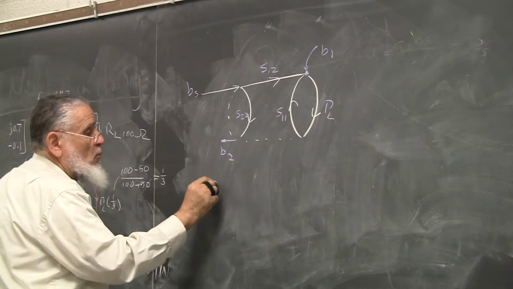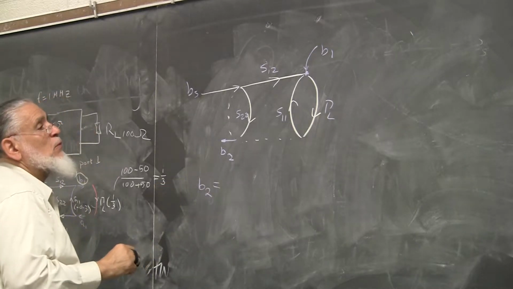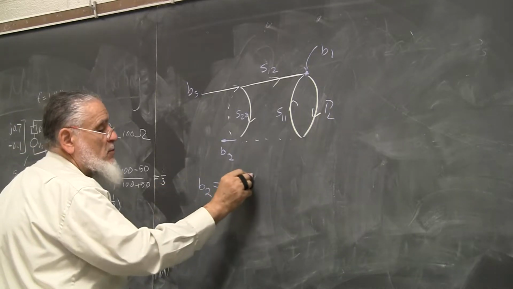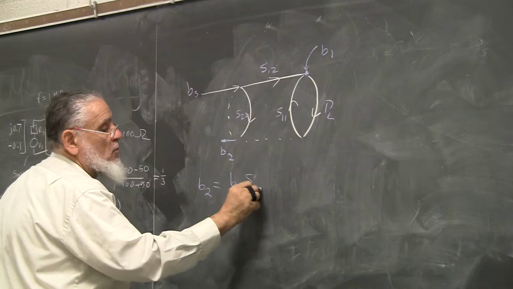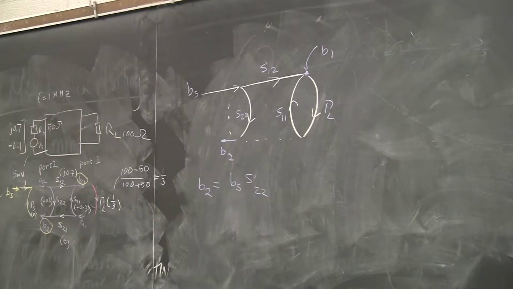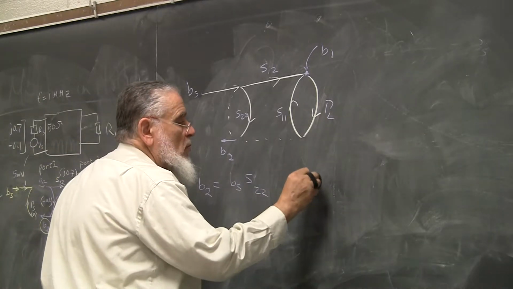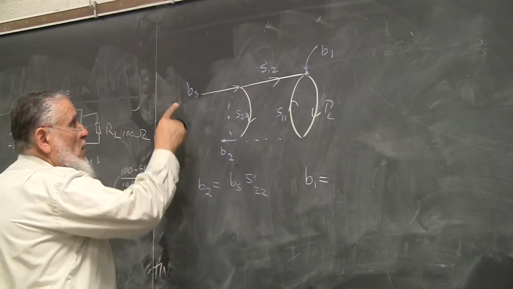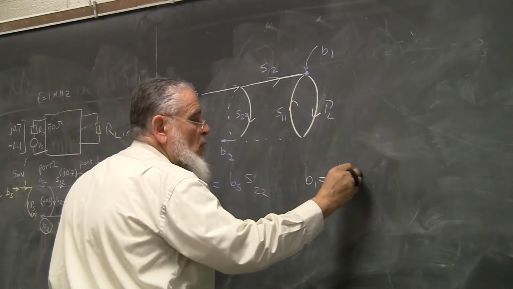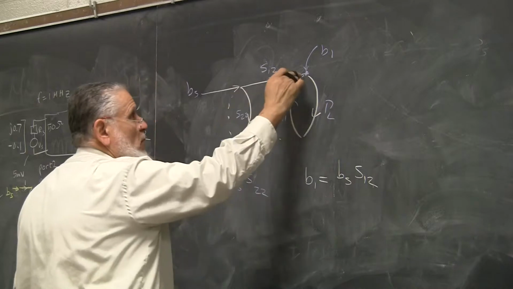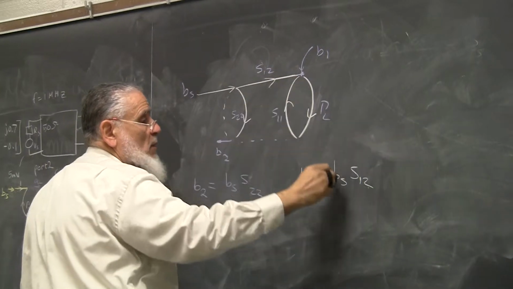Can anyone argue with me about B2 is equal to BS times S22? Any doubt about this? Straightforward. B1 is also straightforward, that's BS times S12, come to here, divided by 1 minus loop gain.